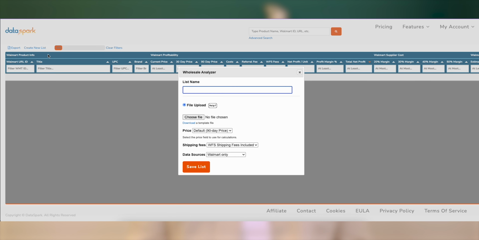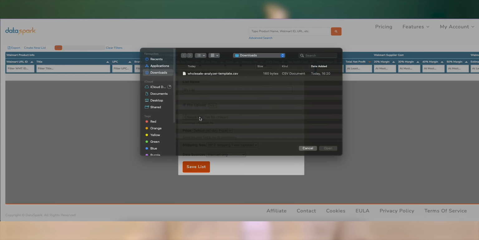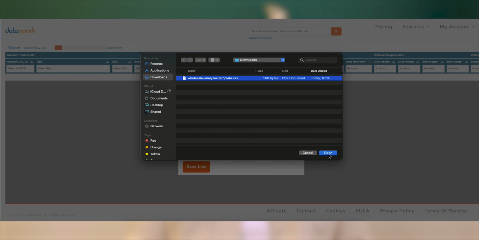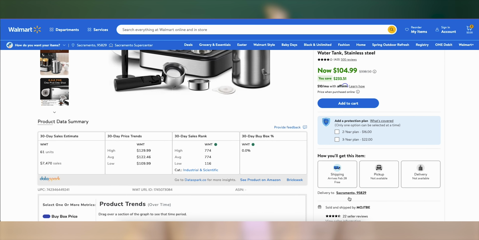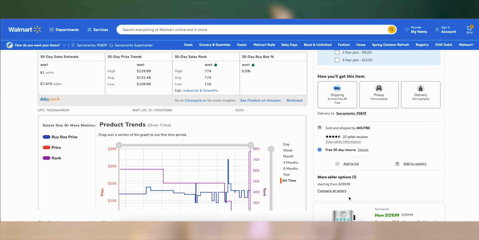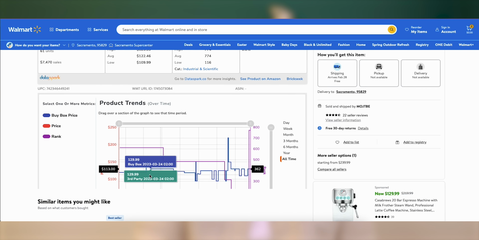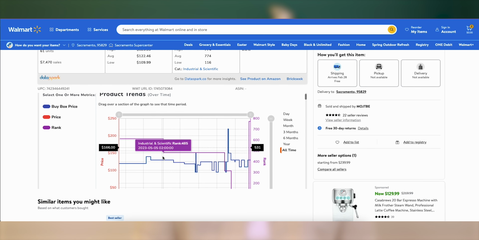Let's talk about some of DataSpark's essential features. Product search for competition and demand analysis, the wholesale analyzer for catalog profitability, and the seller explorer for competitive analysis, all designed to boost your Walmart selling strategies. Tailored for FBM and WFS sellers, DataSpark is your partner in scaling your Walmart presence. It's your gateway to efficient product search, strategic keyword optimization, and brand new arbitrage opportunities.